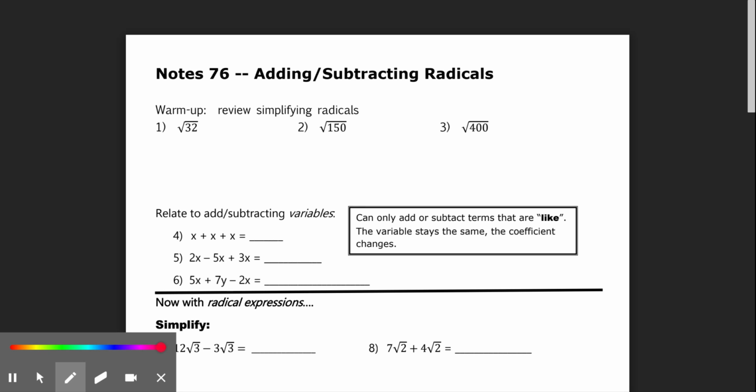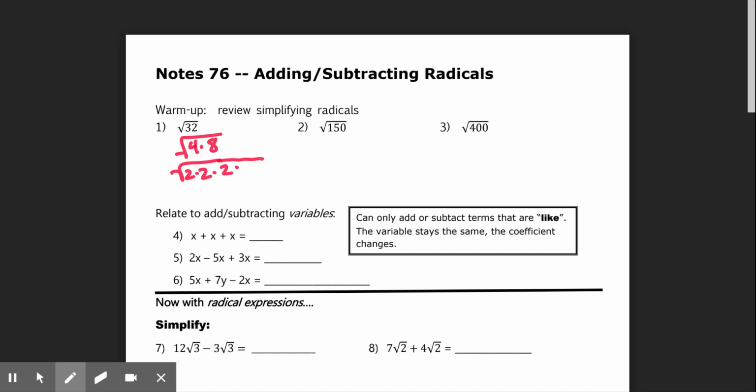Before we start adding and subtracting radicals, I want us to do a little warm-up on simplifying radicals. So I'm going to break 32 down into 4 and 8. And then 4 breaks down into 2 times 2, 8 breaks down into 2 times 4, and 4 is another 2 2s. So here's your pair of 2s here and another pair of 2s. So I'm going to pull out 2 2s, multiply those together. So I have 4 square roots of 2.